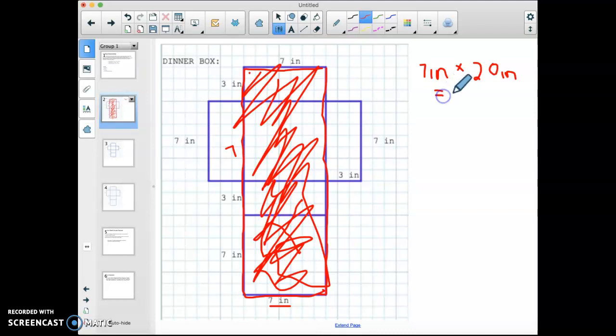Seven times 20 is 140. And we can't forget to put our units. What would our units be? Hopefully the students will answer inches squared. Now that we have found the majority of the dinner box, we still have these 2 flaps on the outside.